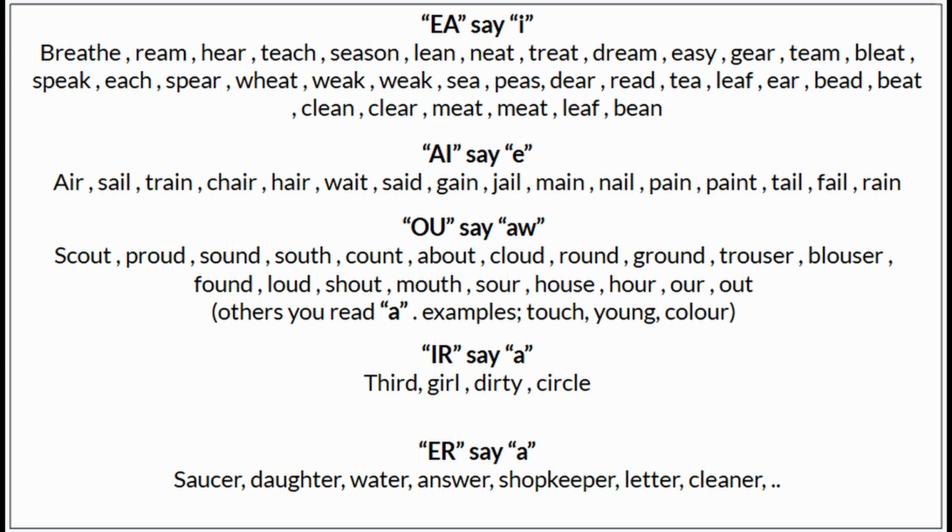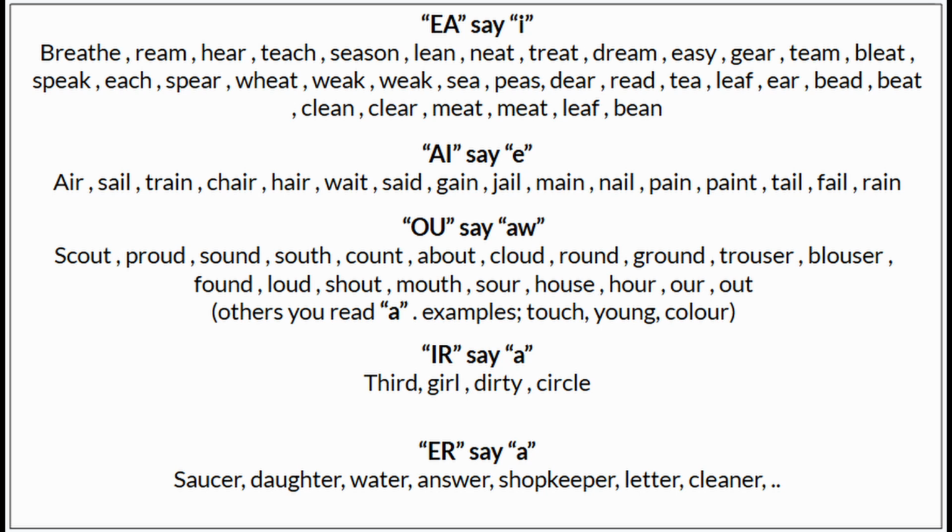All right, lastly it is been. So also wherever you see A and I together, you read it A. For example, air. Sail, train. Chair. Air, wait. Said, gain, jail. Main, nail. Pen, pants. Tail, fell, ran, and so on.